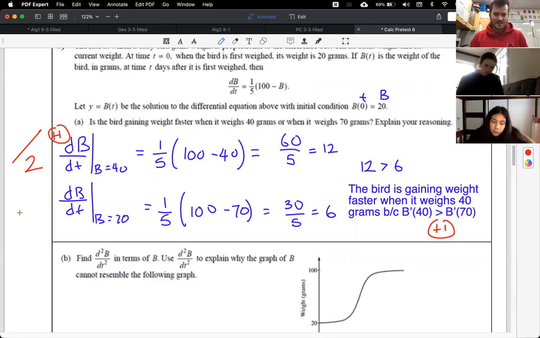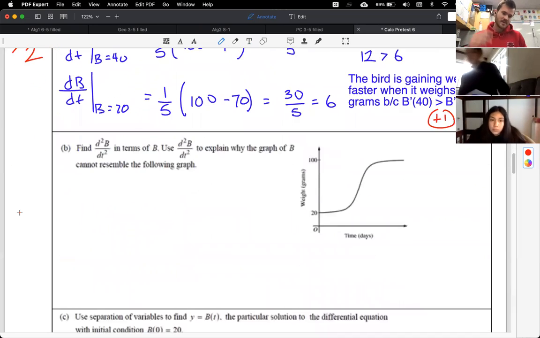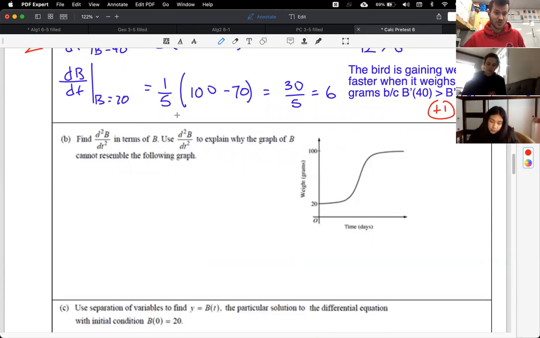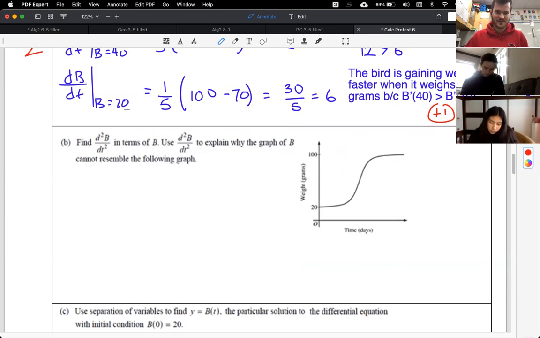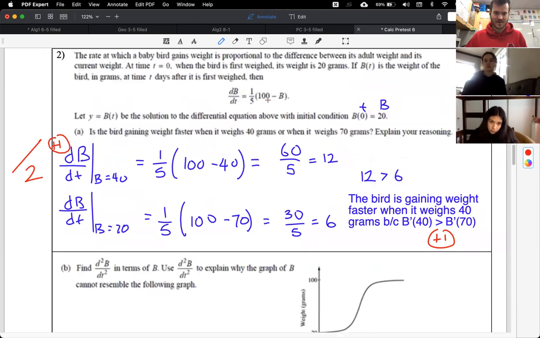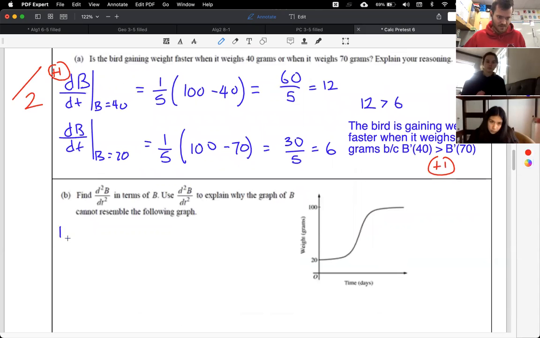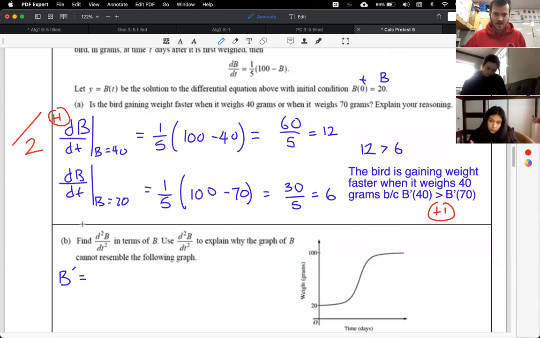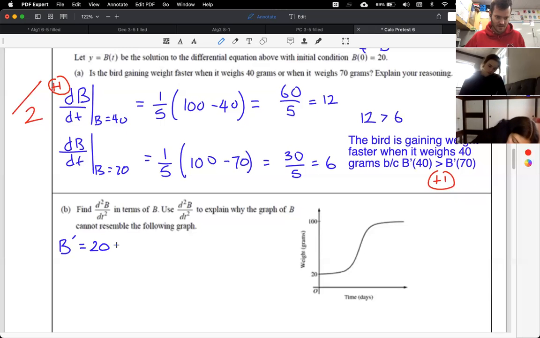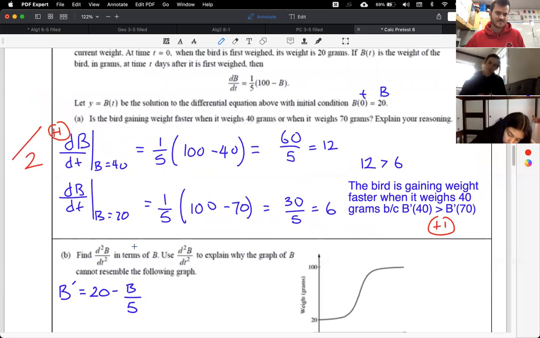All right, and this is usually the hardest part of this question. Find the second derivative in terms of B and use that to explain why this graph isn't right. So again, the first derivative is this thing, this 1/5 of 100 minus B. I'm going to rewrite that because I don't like the fact that these aren't multiplied. I'm going to go ahead and distribute that. I know 1/5 of 100 is 20. So I'm going to say, okay, B prime is really 20 minus capital B over 5. So far, so good. I just distributed the 1/5.